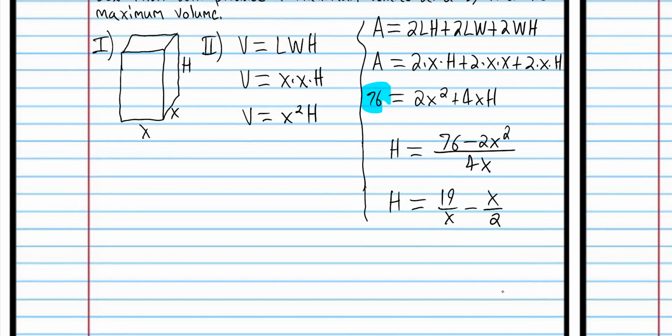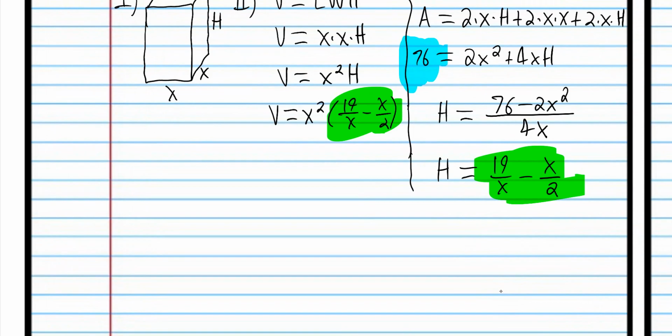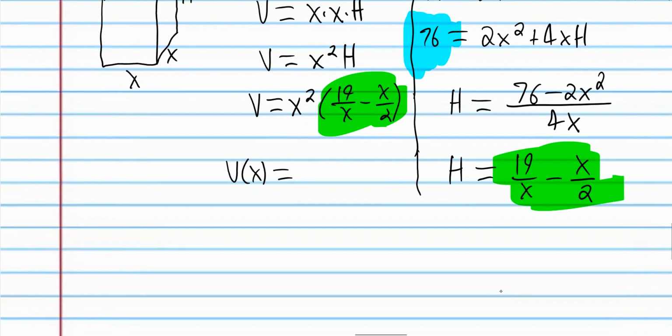So now we can plug that in for the height. We have x squared times 19 over x minus x over 2. Okay, so let's distribute. You might wonder if we could just find the derivative in this form. We could, but we'd have to use the product rule and all kinds of other stuff. So we have 19x minus 1/2 x squared. You might write this in a slightly different form, but that's okay. Whoops, that should be x cubed.